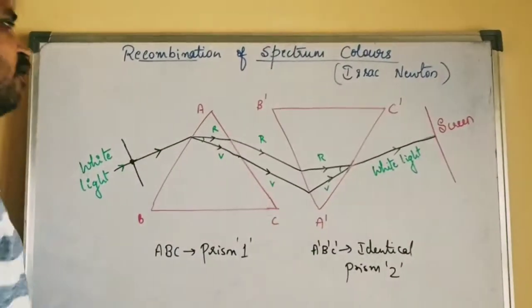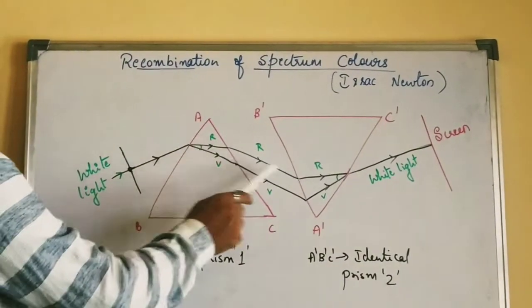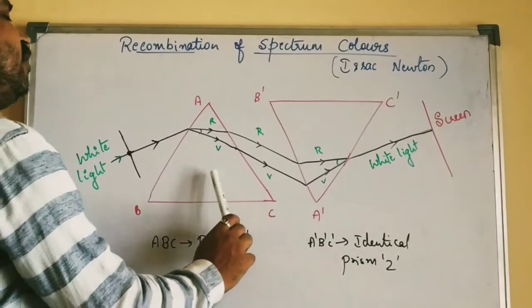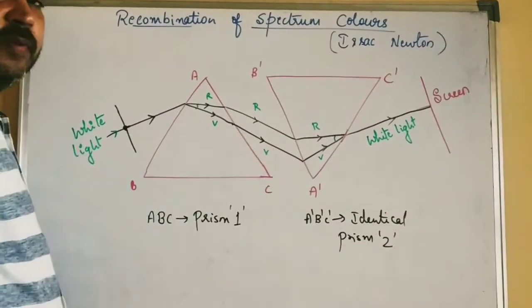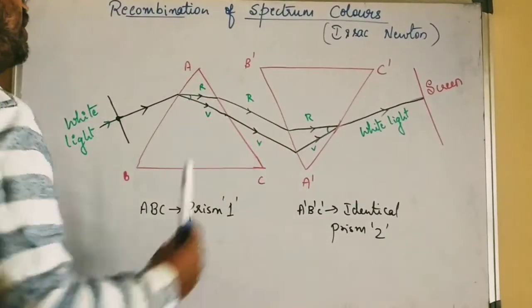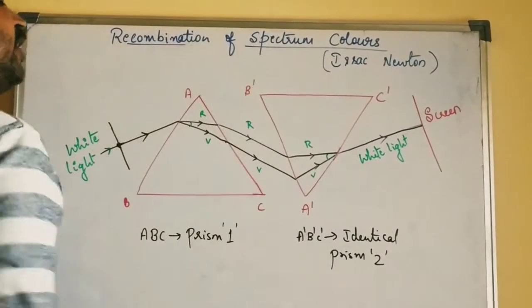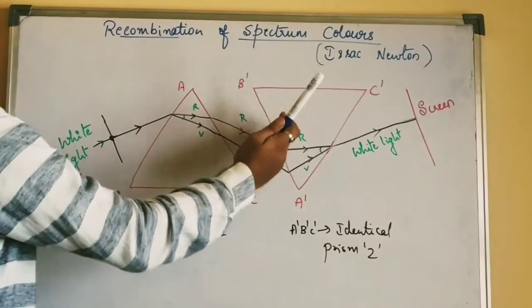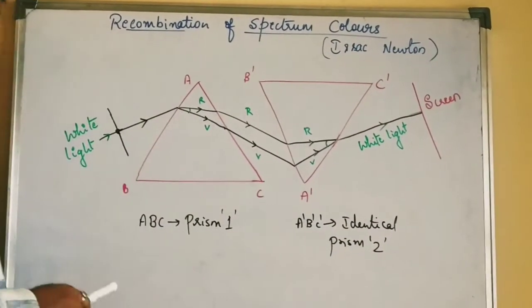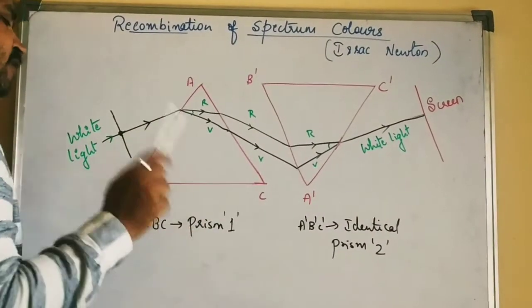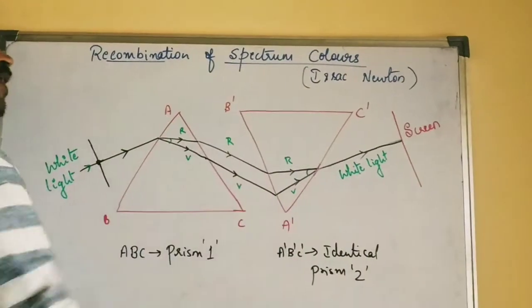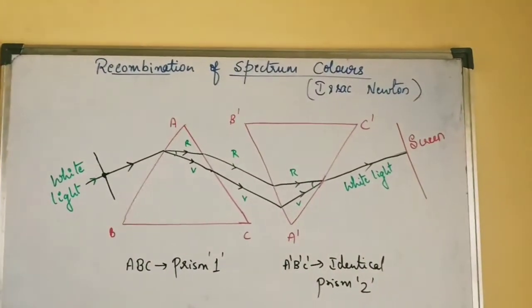So it is recombination of spectrum colors, where all the 7 colors of the spectrum just recombine after passing through the 2 identical prisms, where one of the prisms is laterally inverted, kept in the opposite direction, such that one lateral face is kept opposite to the lateral face of the first prism. So this experiment was conducted by Sir Isaac Newton.